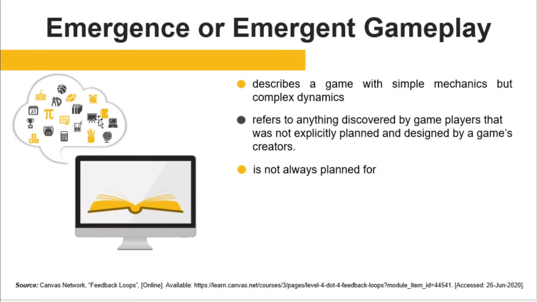Emergence or emergent gameplay. This game is broken. This game is unbalanced. You can beat this game by spamming it. What were they thinking? These are some of the experiences of players in a game. Emergence or emergent gameplay describes a game with simple mechanics but complex dynamics. Emergent complexity can be used to describe any system of this nature, even things that are not games. It refers to anything discovered by game players that was not explicitly planned and designed by a game's creators. In simple terms, it is not always planned for.